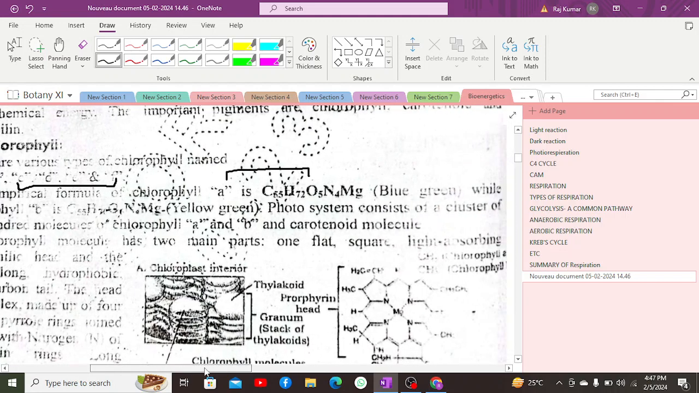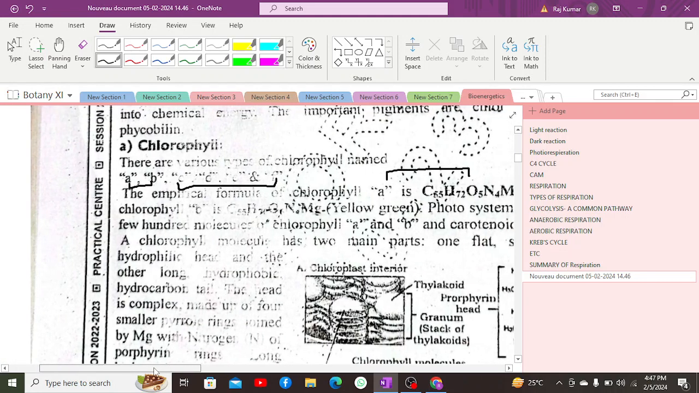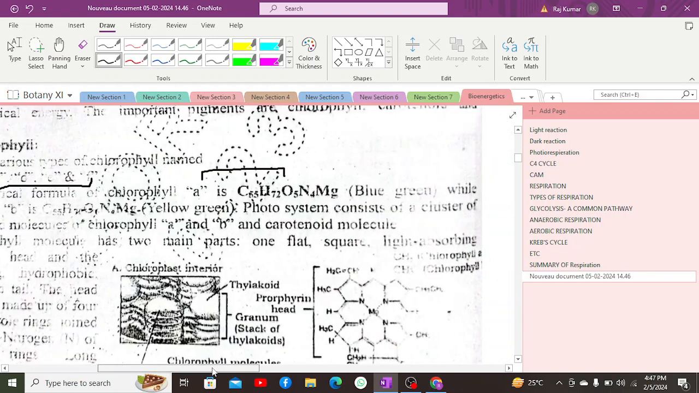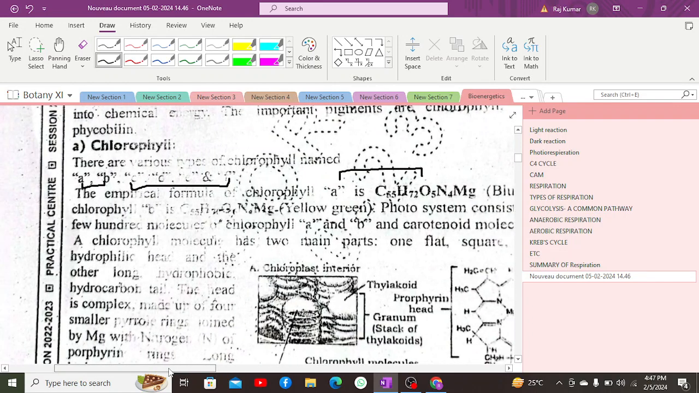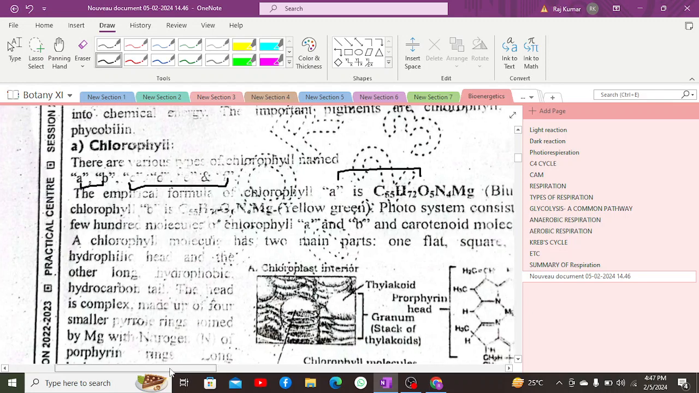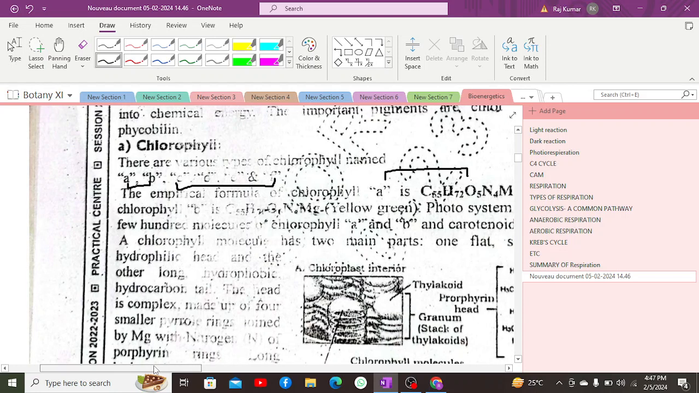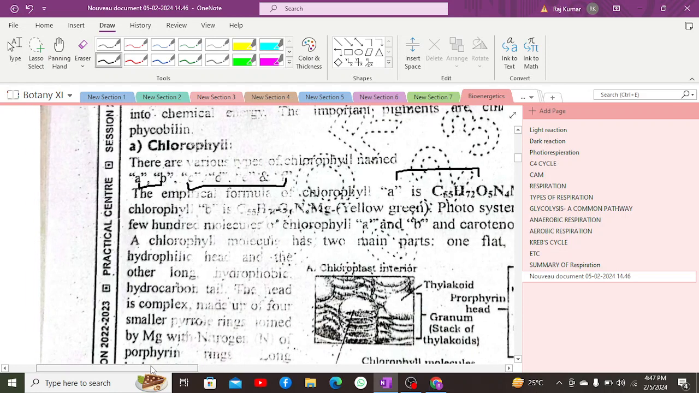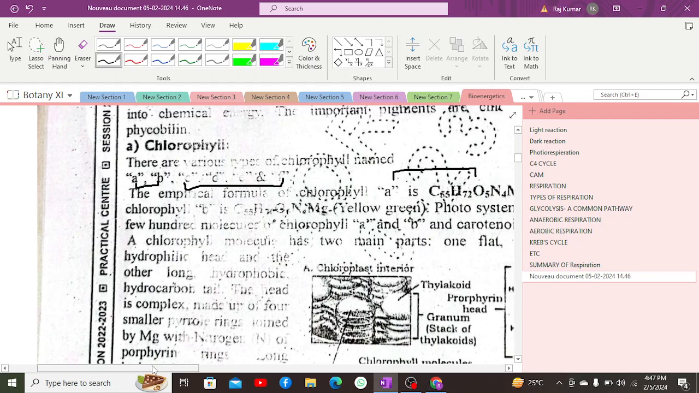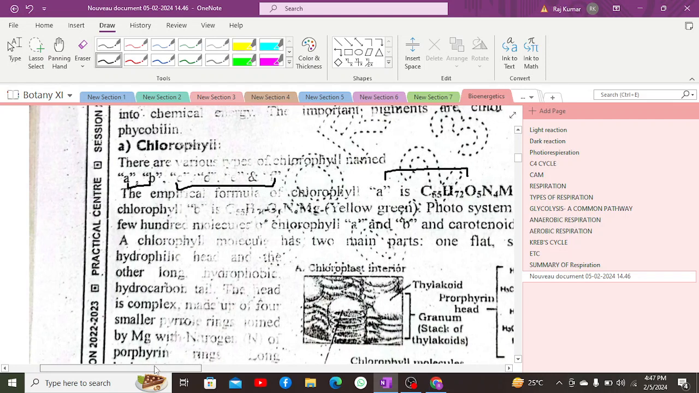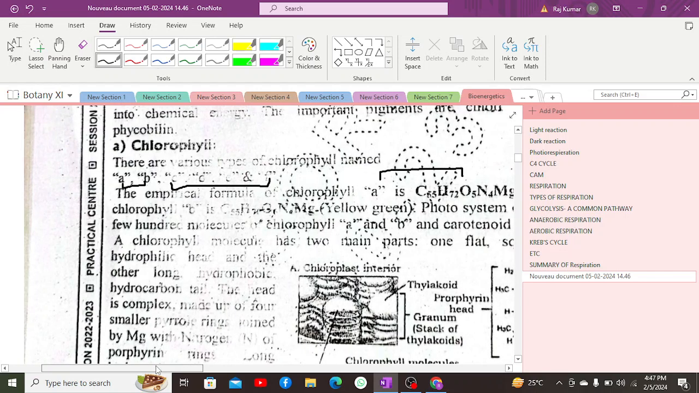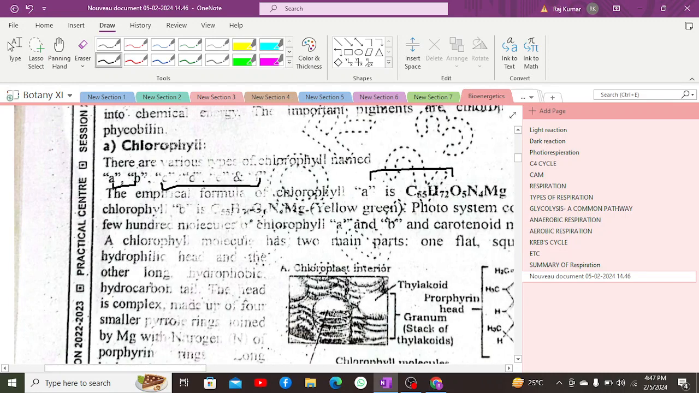A photosystem consists of a cluster of a few hundred molecules of chlorophyll A and B and carotenoid molecules. Chlorophyll A is present in almost every photoautotrophic cell, including cyanobacteria. But chlorophyll B is present in all plants and algae except dinoflagellates, diatoms, and brown algae.